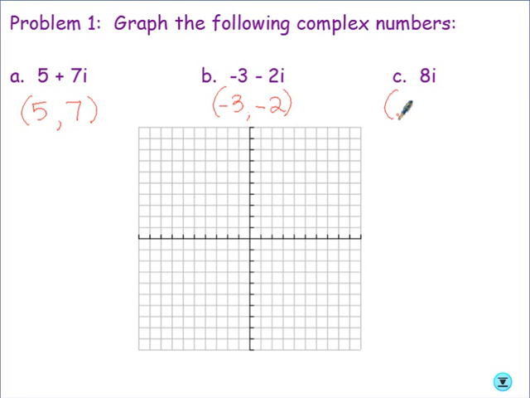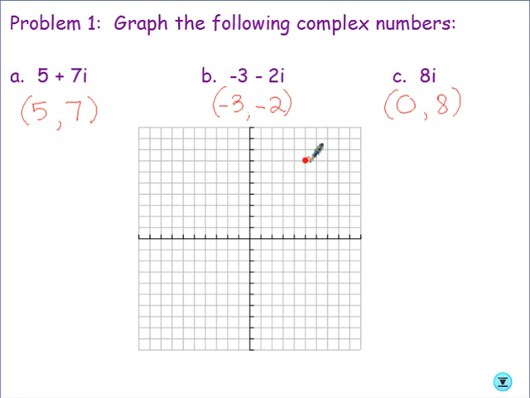c is missing something. Is it missing the real or is it missing the imaginary? Well, that's 8i. That has an imaginary, which means it's missing the real. So the real part is 0. The imaginary part is 8. Now that we have these as ordered pairs, we're going to graph them like we would any ordered pair. This first one is right 5 and up 7. So go 1, 2, 3, 4, 5 to the right, and 1, 2, 3, 4, 5, 6, 7 up.